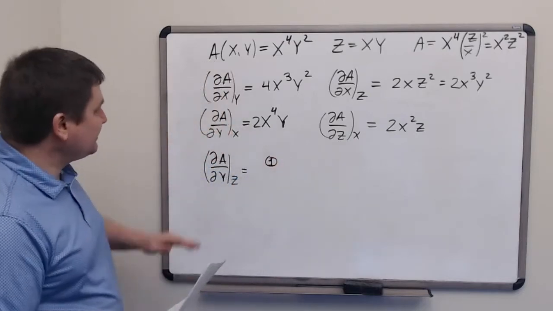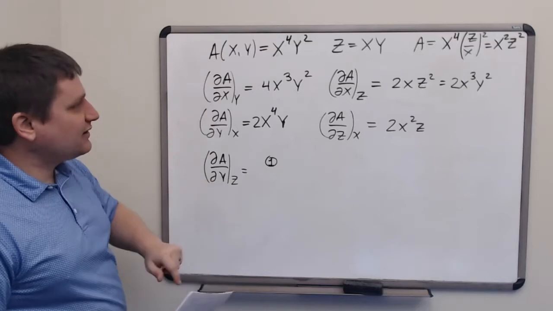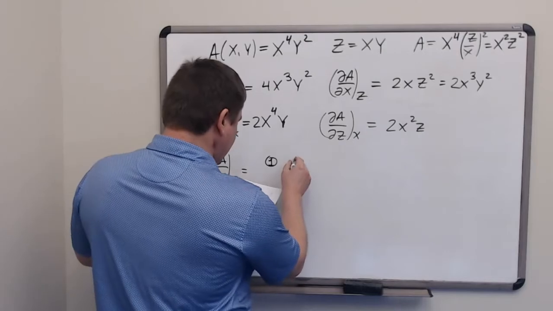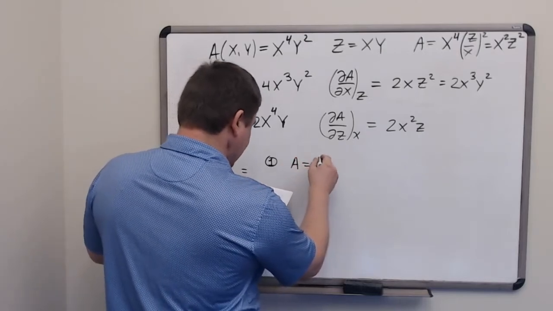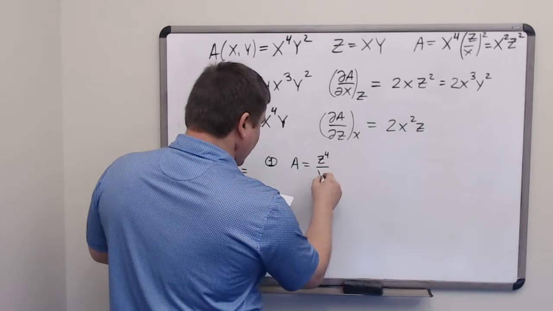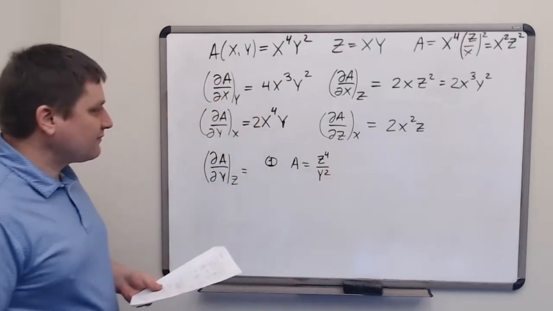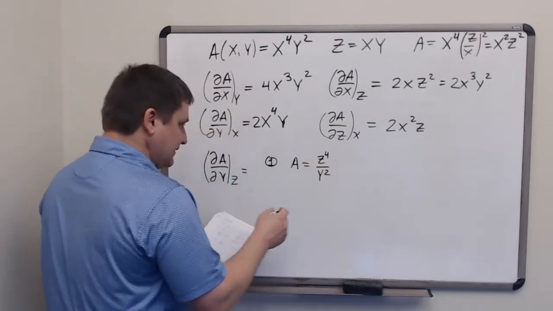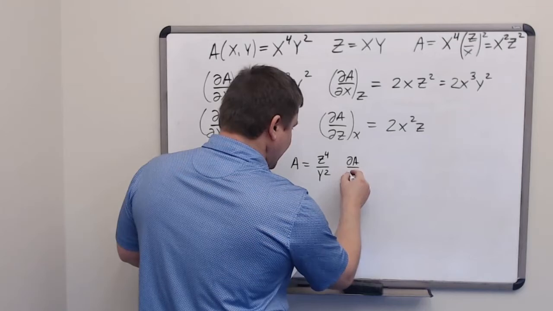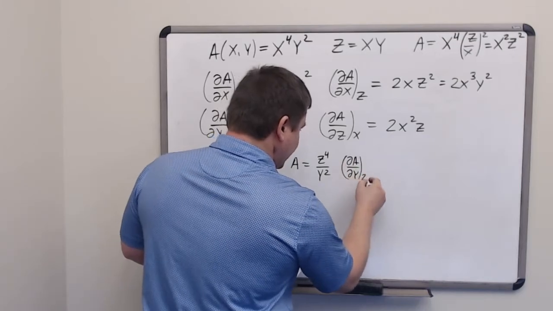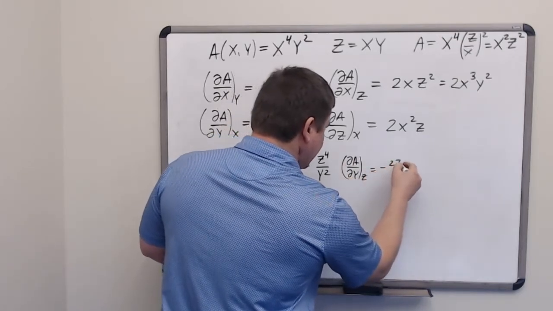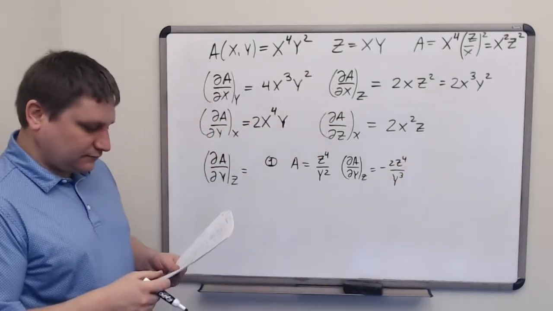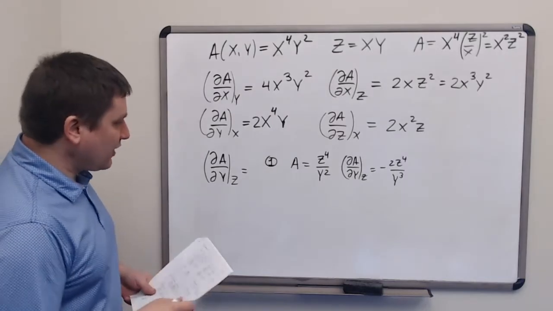The first method is just to take A and try to solve it in terms of y and z. So that would give us A equals z to the fourth over y squared. And then we just take the derivative of this, holding z constant. So we get dA/dy with z constant equals negative 2 z to the fourth over y cubed. All right, very good. That works.